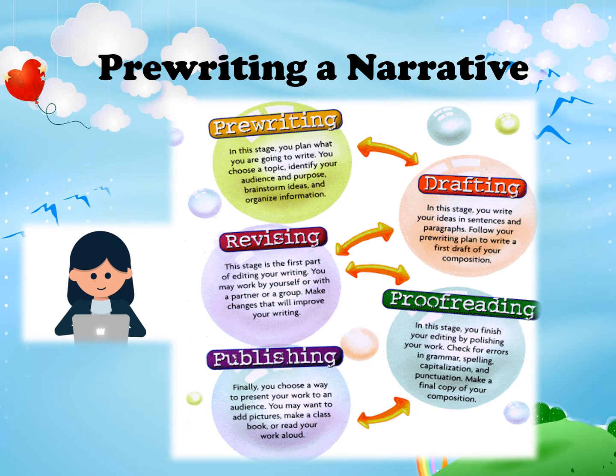So we know that in the process writing approach, we have five basic steps. We have pre-writing, drafting, revising, proofreading, and publishing. For this lesson, we will be focusing on pre-writing and drafting. So first, before the actual writing process, we have to plan what we are going to write. We choose a topic, identify our audience and purpose, brainstorm ideas, and organize information.